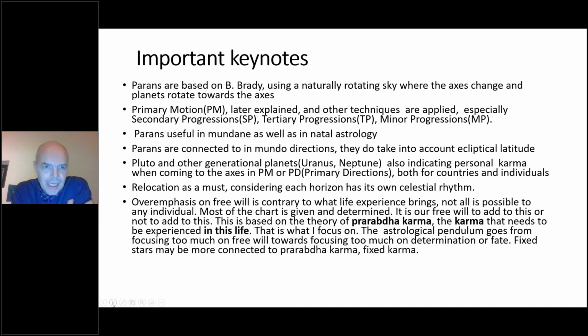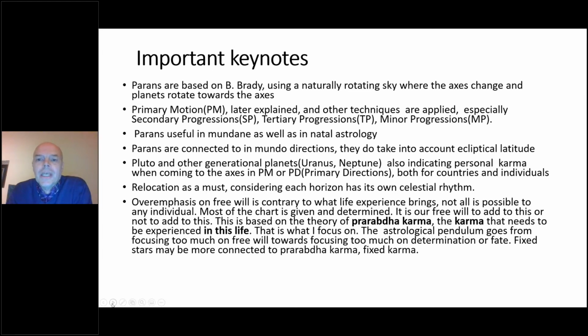Primary motion, I'm using that, and that's abbreviated by PM in a lot of slides, later explained. And other techniques are applied, especially secondary progressions, and that will be SP, tertiary progressions, PP, and minor progressions. I use these a lot. Parans are useful in mundane as well as in natal astrology, and they are connected to in mundo directions. This is technical for the people who understand it.